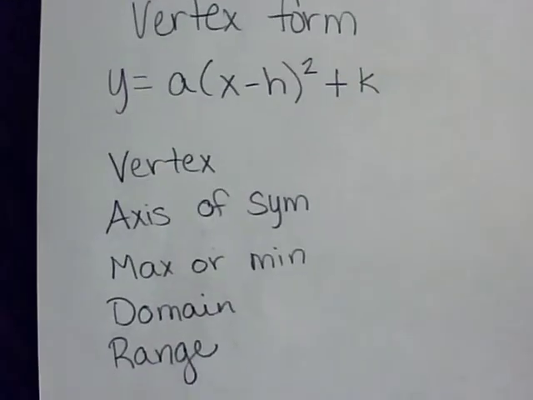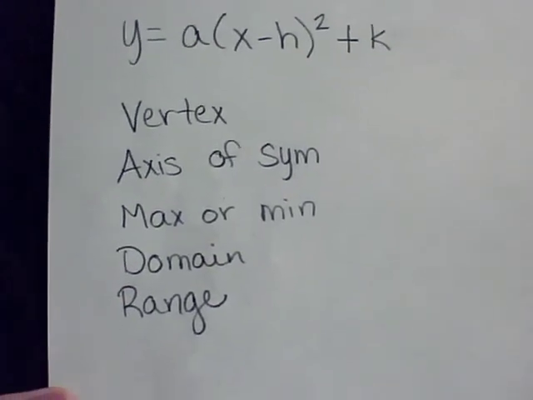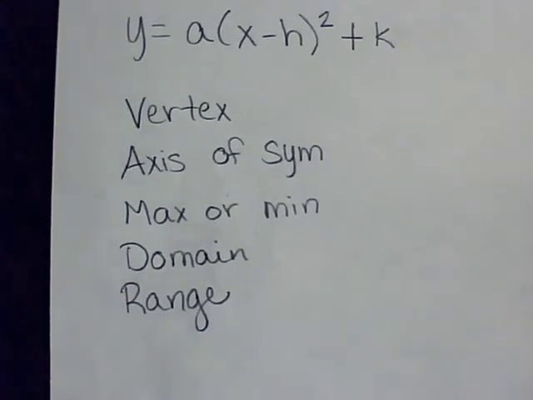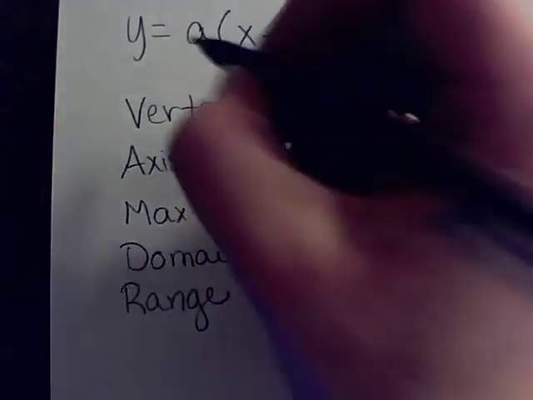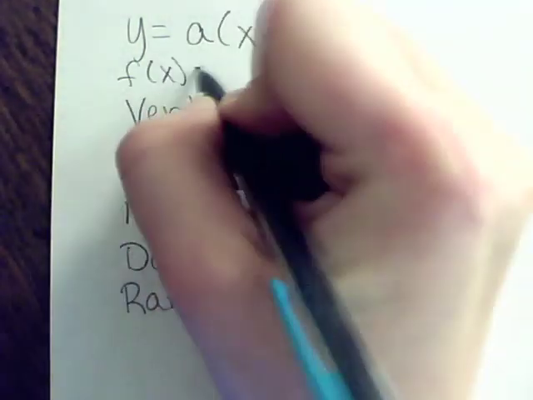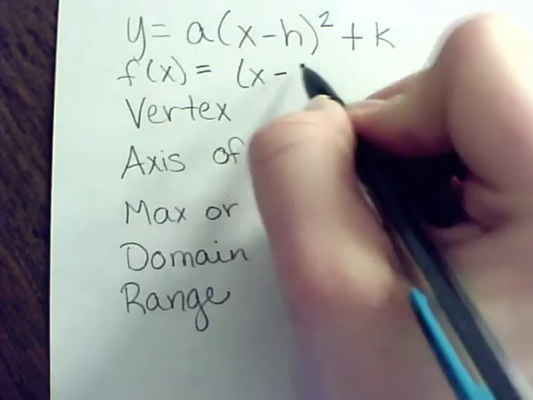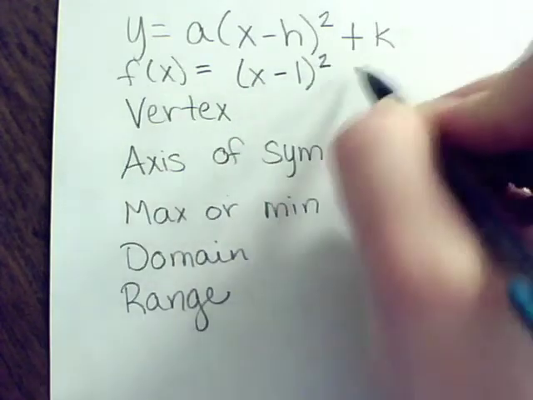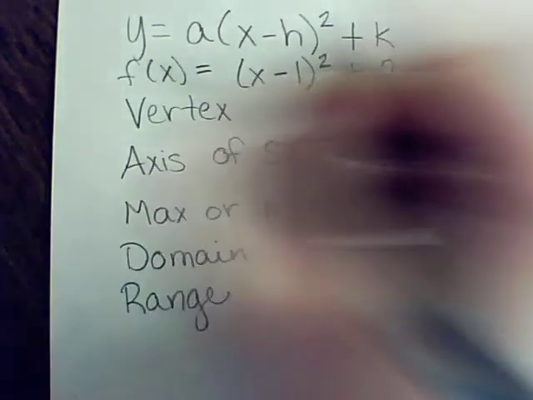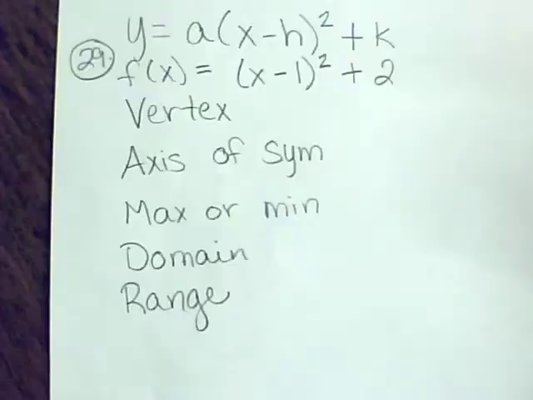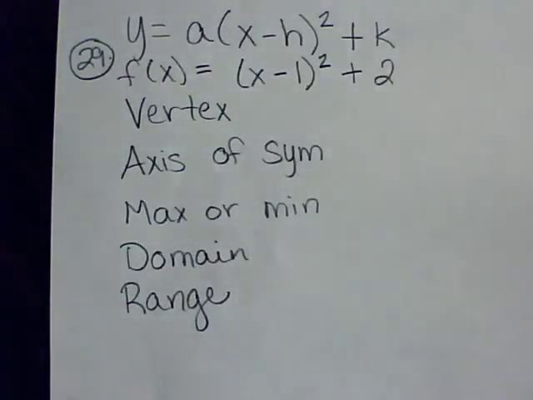Okay, so let's look at an example. What equation would you like to look at? 29. What is 29? f of x equals (x minus 1) squared plus 2. Okay, this is number 29 from your assignment. f of x equals (x minus 1) squared plus 2.